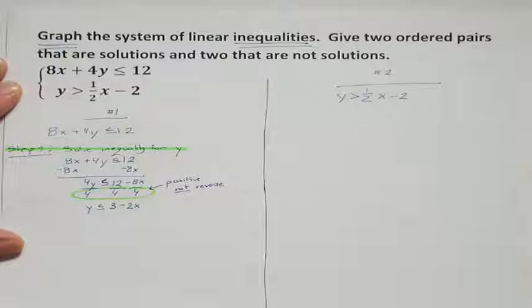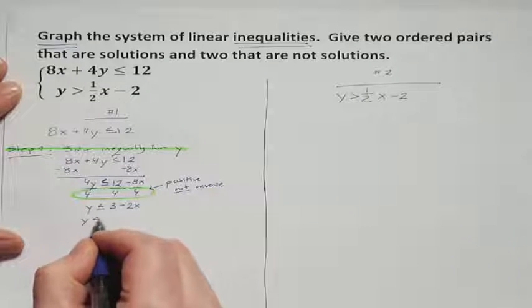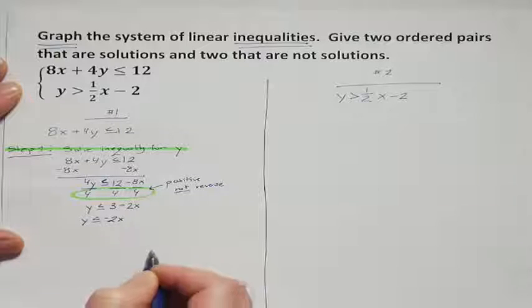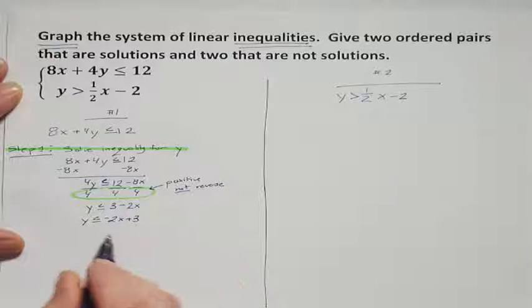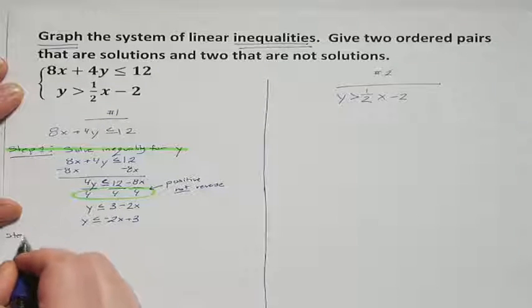Now, if you want it to be in proper slope-intercept form, this negative 2x part should have been written first, and that positive 3 should have been written second. This is now in proper slope-intercept form. Well, now we just need to go ahead and graph it. So step 2 is to graph.